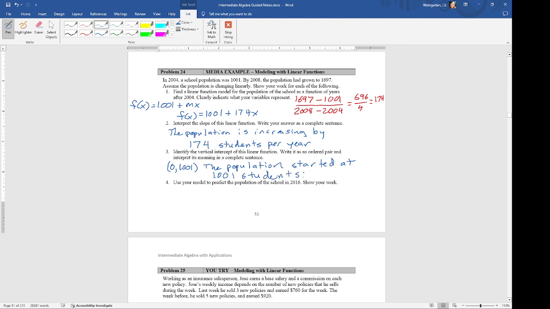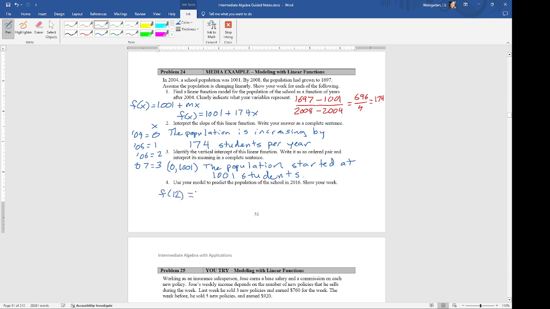We're going to use our model to predict the population of the school in 2016. So, year 0 was 2004. So we'll say 04, our x was equal to 0. In 05, it was 1. In 06, it was 2. In 07, it was 3. So it looks like whatever year it is, we're just going to subtract 4 off in order to find our input value. So 2016 minus 4 tells us that that's going to be year 12.